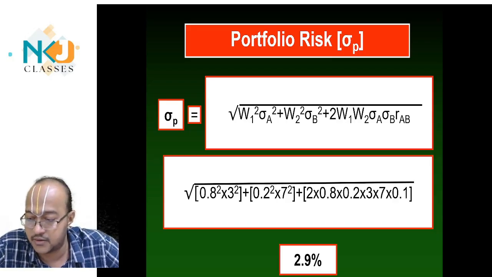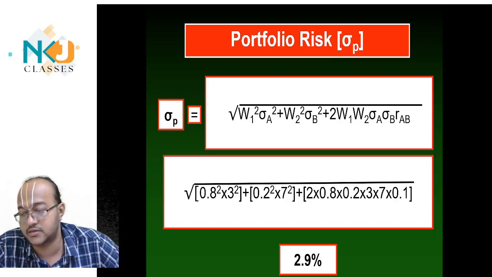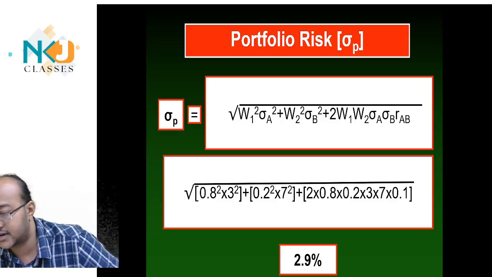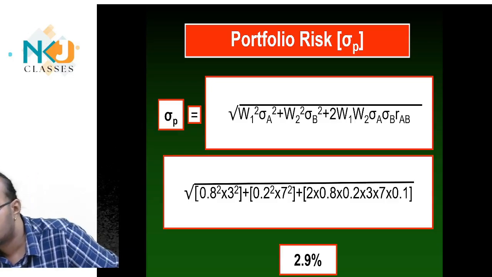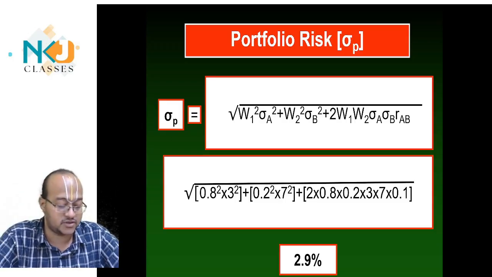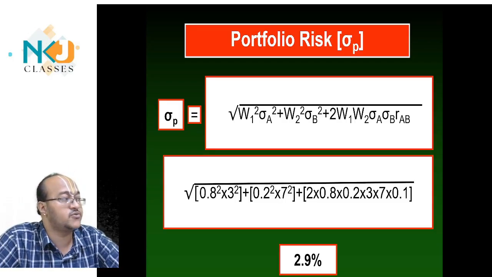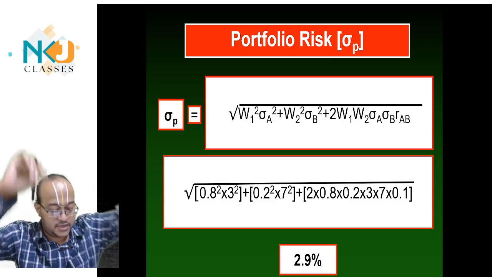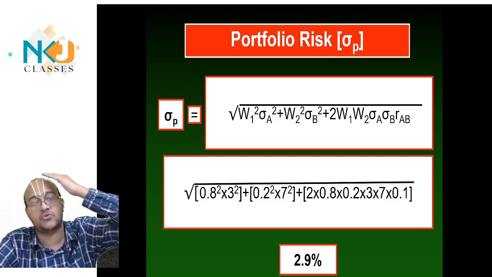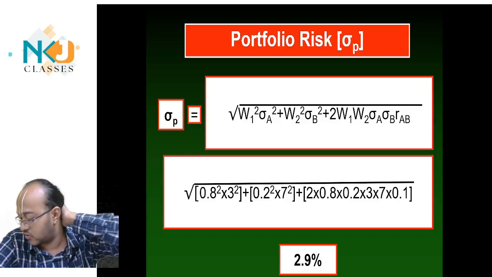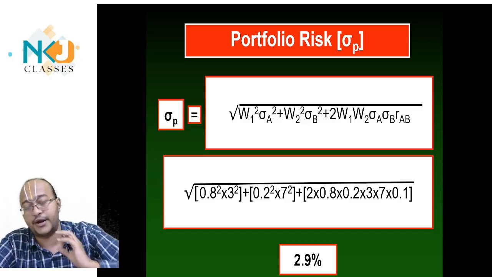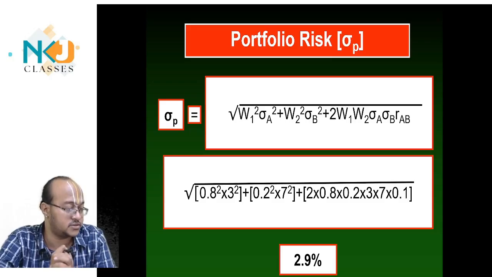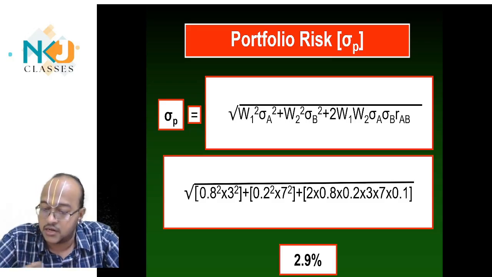Now in the third part, what they are asking is: comment on your calculations in part B in the context of the risk reduction effects of diversification. See, I will give you the comment as notes. Very simple. You need to observe what is happening. The 2.9% is the portfolio risk. What is the portfolio risk we found out? 2.9%. Don't sleep.